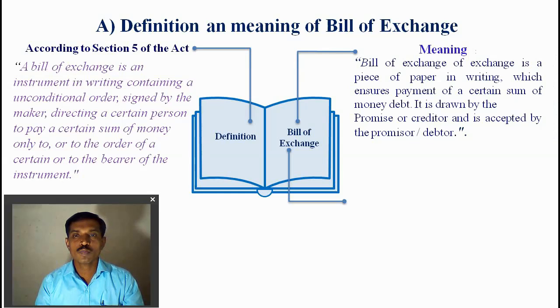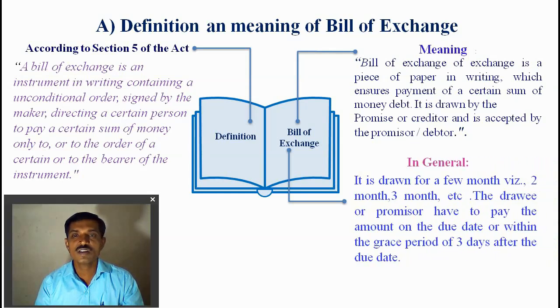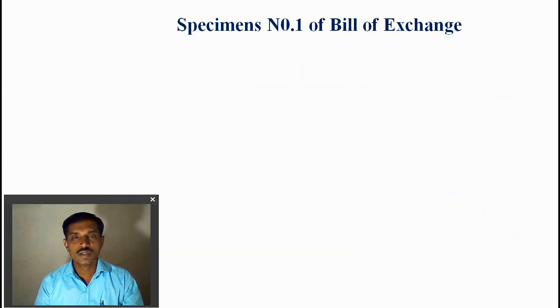It is drawn by the promisee or creditor and is accepted by the promisor or debtor. So a bill of exchange is a piece of paper in writing which ensures the payment of a certain sum of money, a debt. Generally, it is drawn for a few months, like 2-3 months, and the drawee or promisor has to pay the amount on the due date, within the grace period of 3 days after the due date. So after the due date of 3 months, it's also accepted for 3 days.